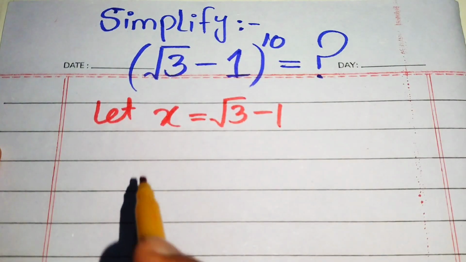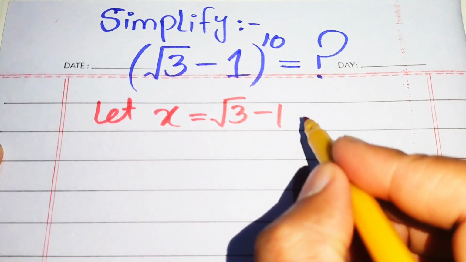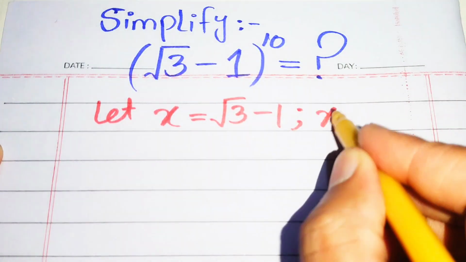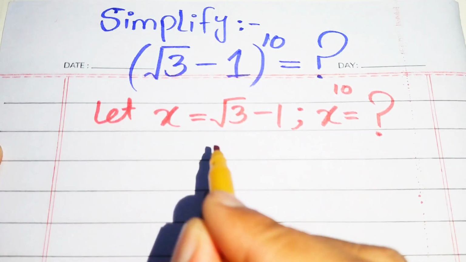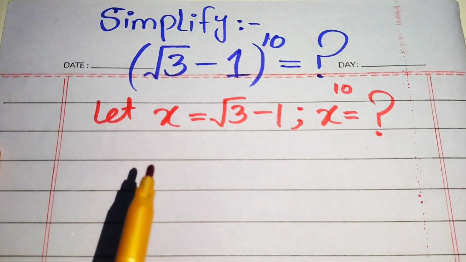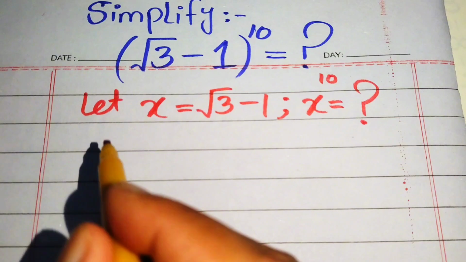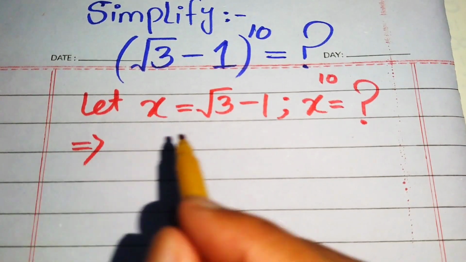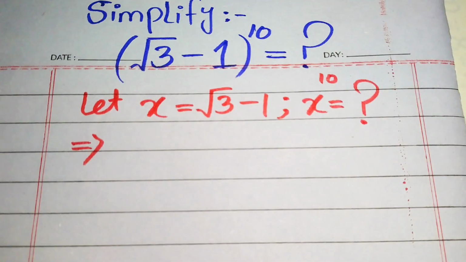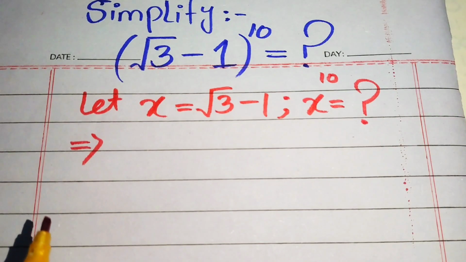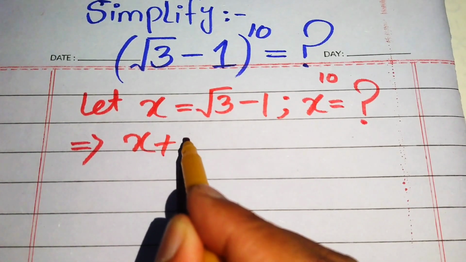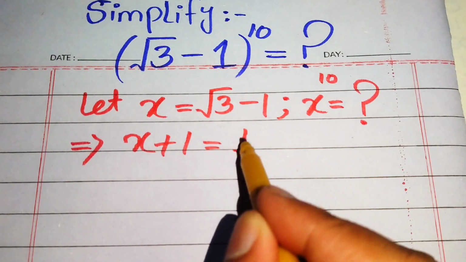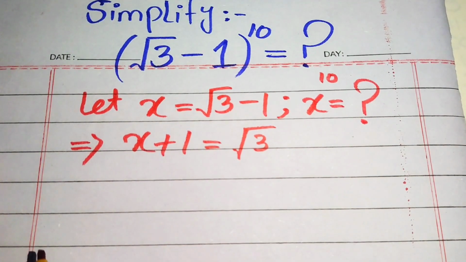This is our base. So if we take this equal to x, then we solve this problem for the value of x to the power of 10. The very first step we are going to do is move this minus 1 to the left hand side, so it becomes plus 1, and we get x plus 1 equals square root of 3.